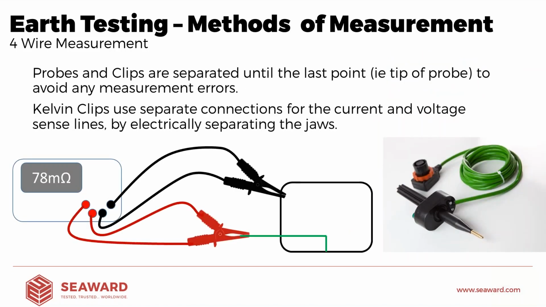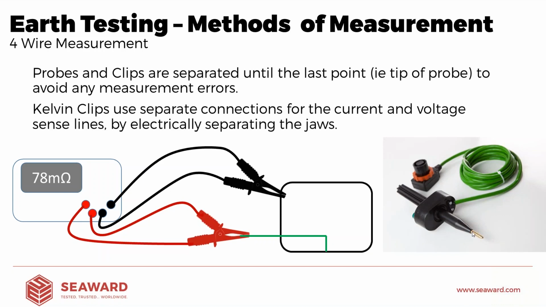Here's a typical kind of diagram of a 4-wire measurement, particularly where probes and clips are used. Effectively, we have 4 cables and the jaws are separated electrically from one another. So the contact point is only made at the point at which the jaws come into contact with the item under test. Similar vein, if you do use something like an earth probe, contact is made at the point of the probe making contact with the item under test.